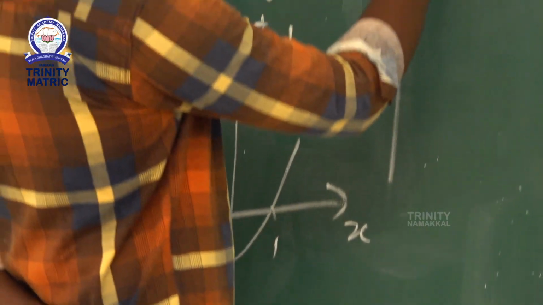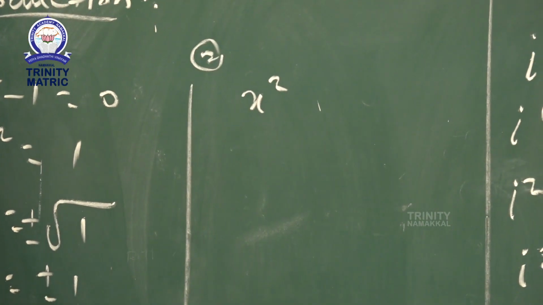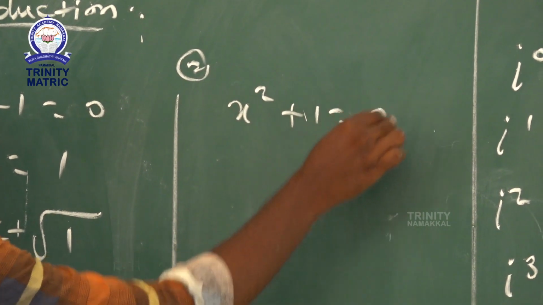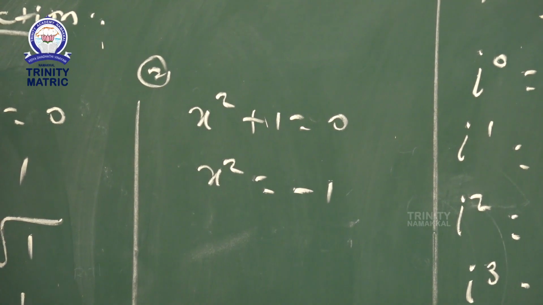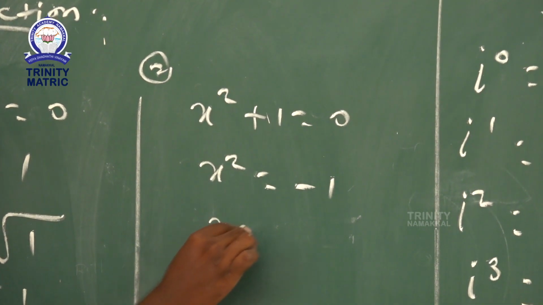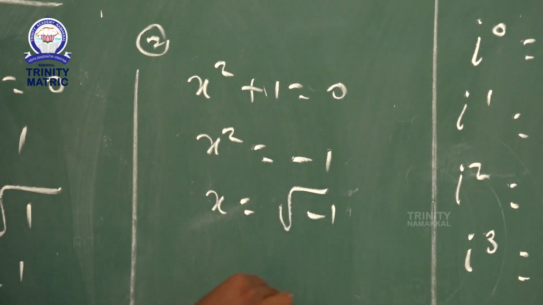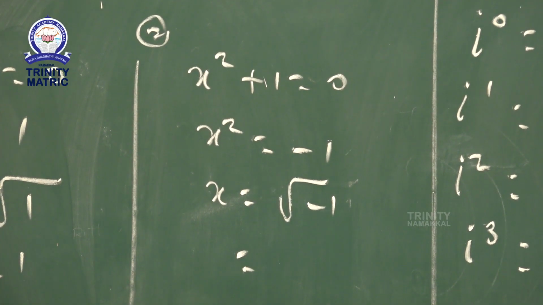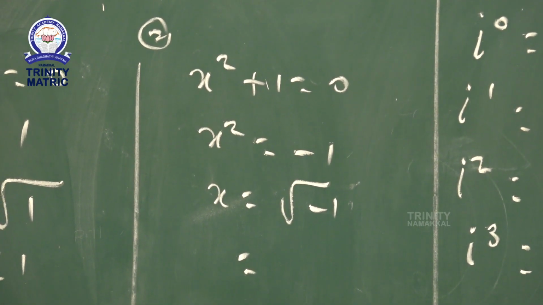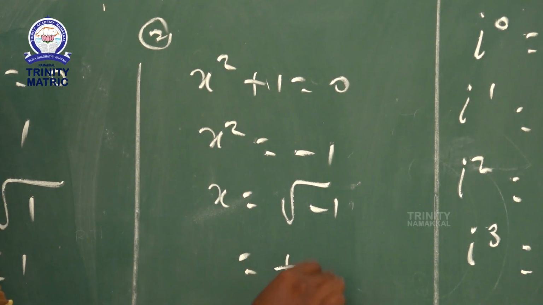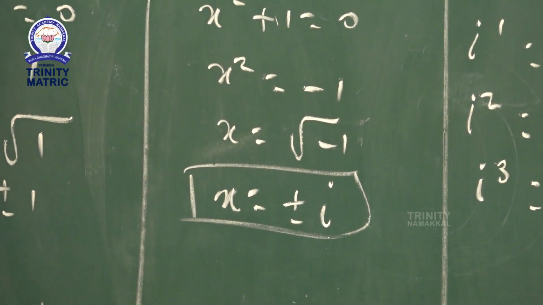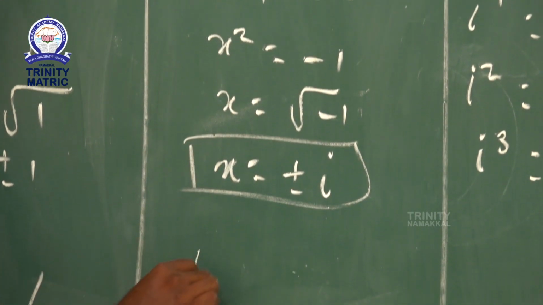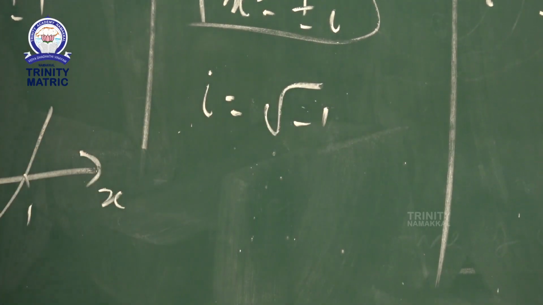I give the second equation, x squared plus 1 is equal to 0. Here also the same steps: x squared equal to minus 1. Next, square root on both sides. Here x equal to root minus 1. And root minus 1 is not a real value, so it goes to the imaginary unit. So plus or minus i. Here i is denoted by the imaginary unit. The value of i equal to root minus 1.